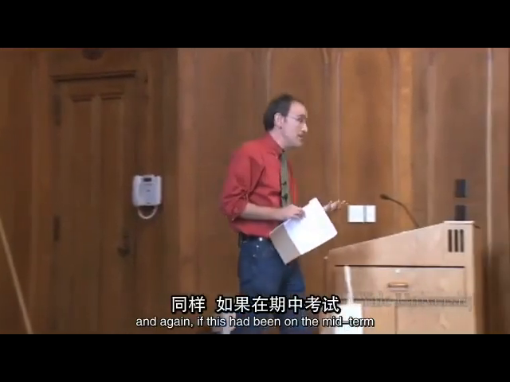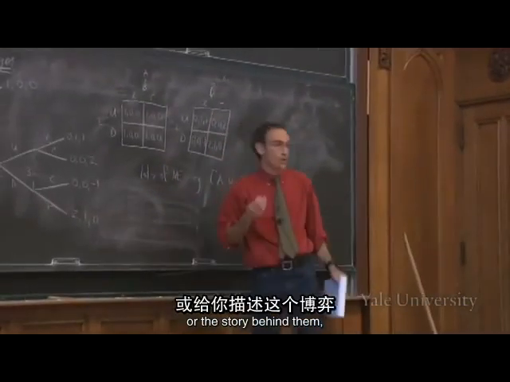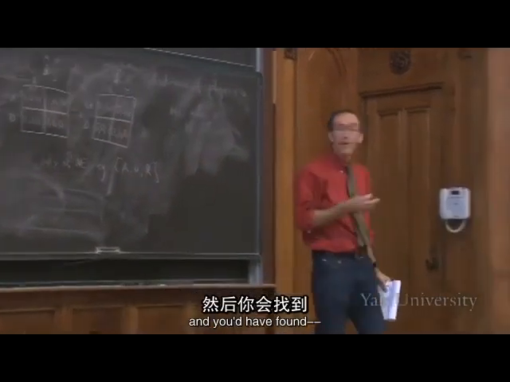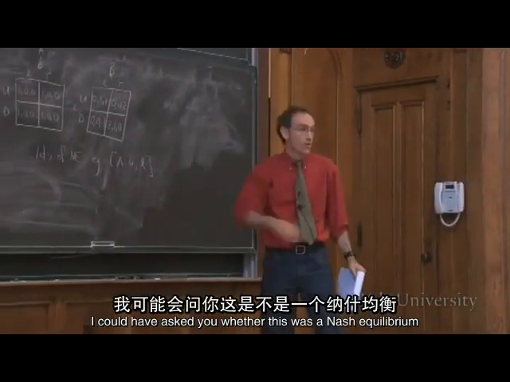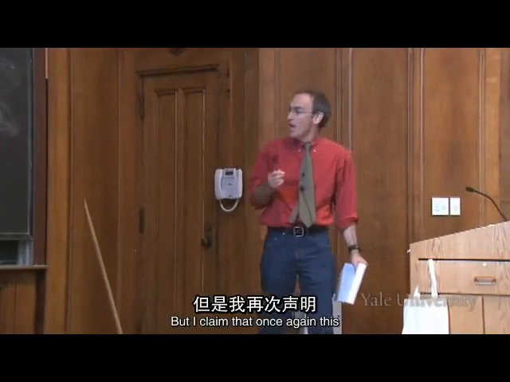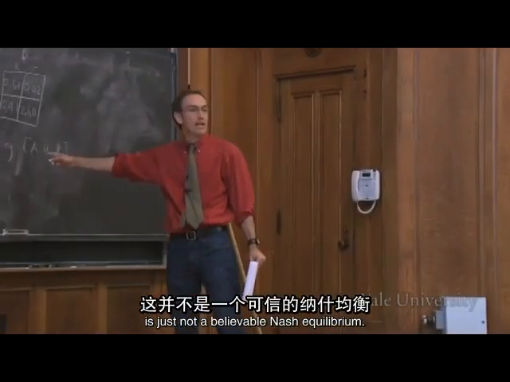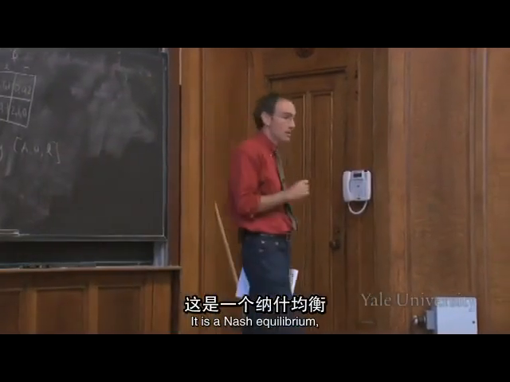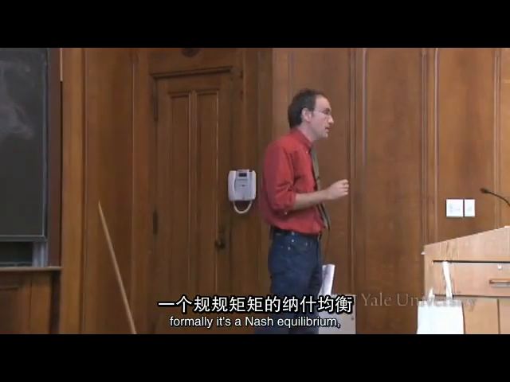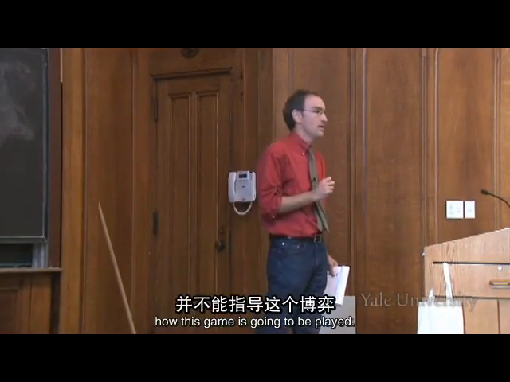And again, if this had been the midterm, I could have set this up, I could have given you these matrices, or the story behind them, and you'd have found this. I could have asked you whether this was a Nash equilibrium, and the answer would have been yes. But I claim that once again, this is just not a believable Nash equilibrium. It is a Nash equilibrium, formally, but it's not a plausible prediction for how this game is going to be played.